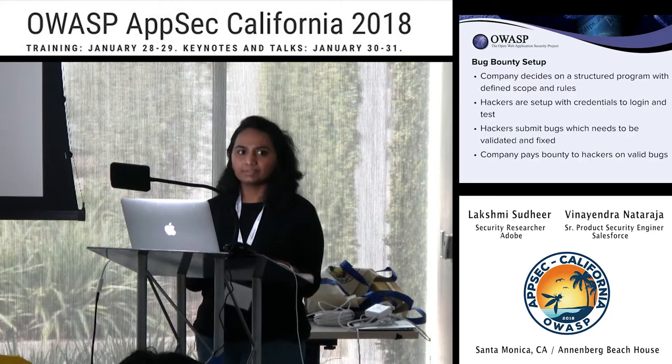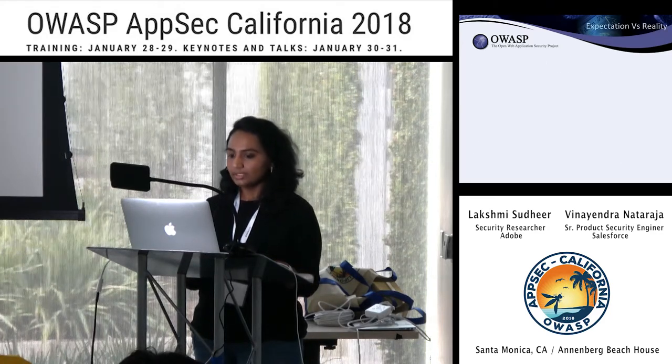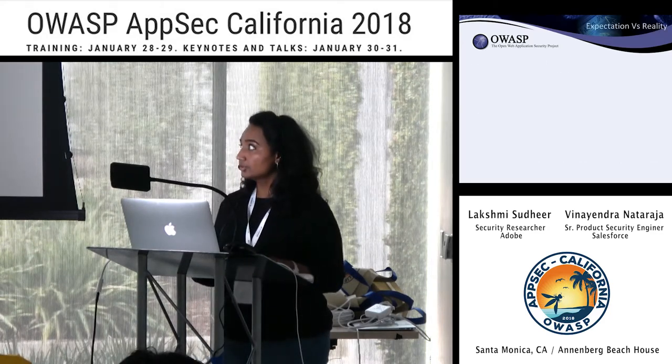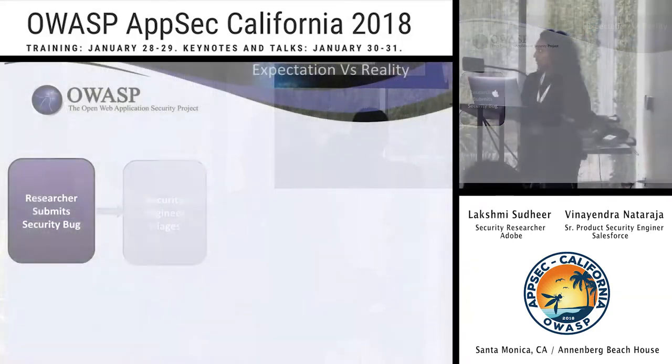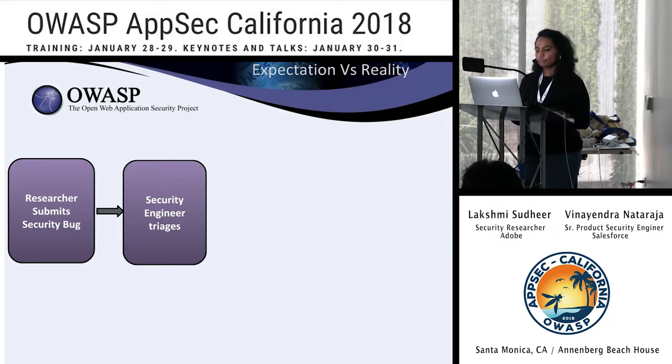And let's see what happens when a researcher submits a bug. So the researcher submits a bug, all good so far. Then the security engineer triages it. Now this triaging process is where the security engineer reads through the report, understands it, then tries to reproduce it on his end and validates it, assigns the severity, and creates an internal ticket in his ticketing system. Could be Jira or anything that they use for the company. This whole process constitutes triaging.